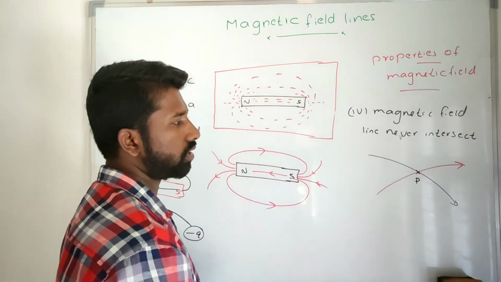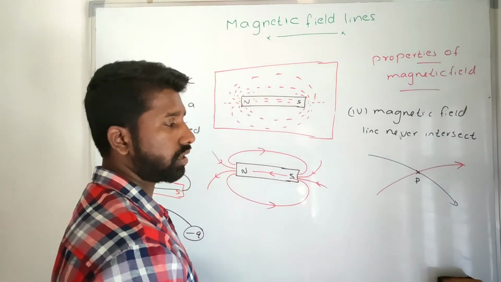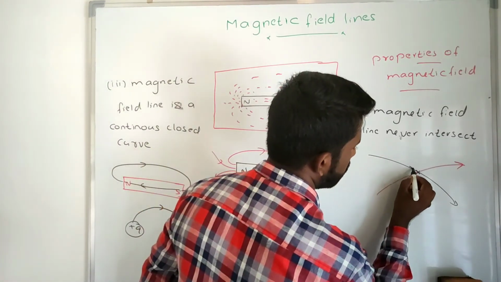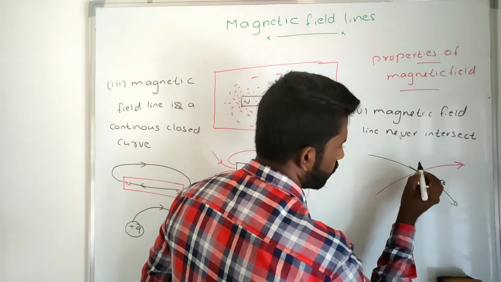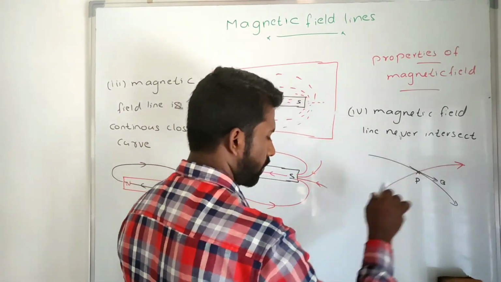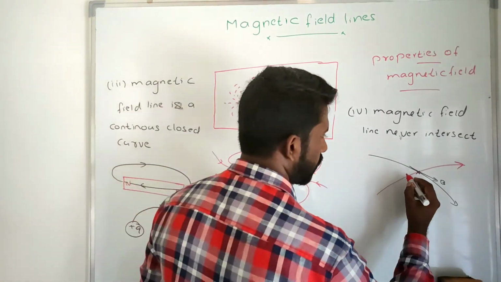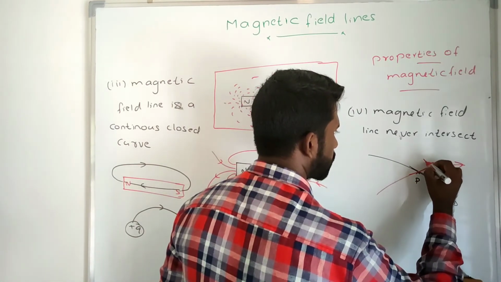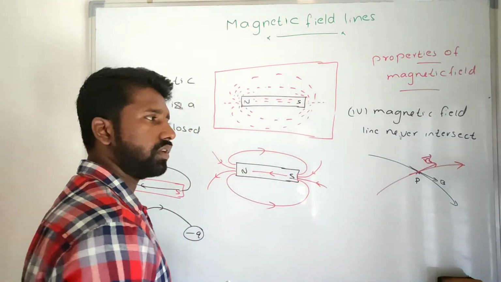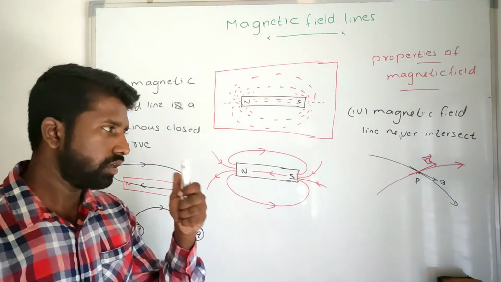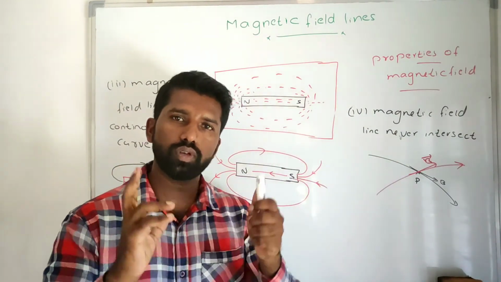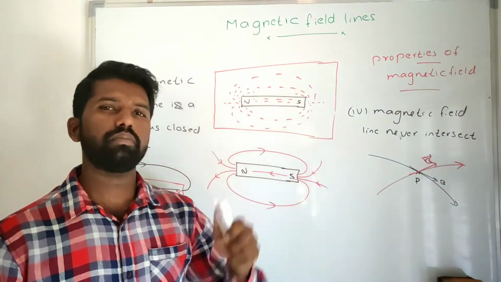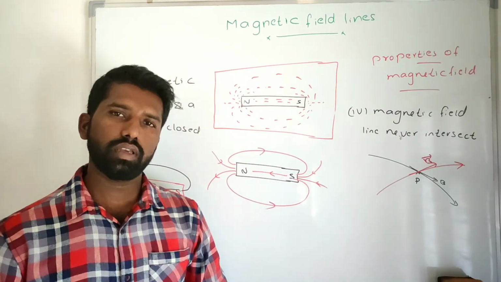Based on the definition of the magnetic field line, the tangent at any point gives the magnetic field direction. So I am drawing the tangent at this point. I get the magnetic field in this direction. By considering this other field line, I am drawing a tangent, and I get the magnetic field in this direction. That means at one point itself there are two directions of magnetic field. That is not possible. So we can say that magnetic field lines never intersect.